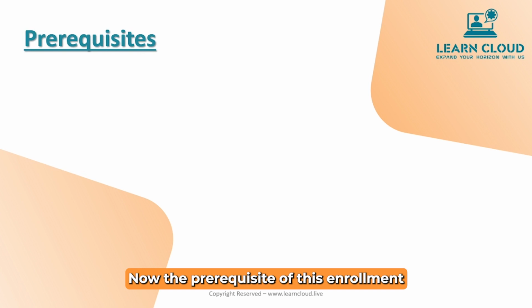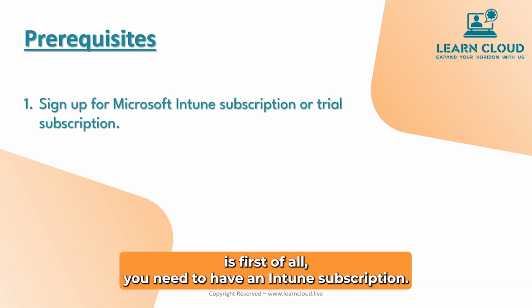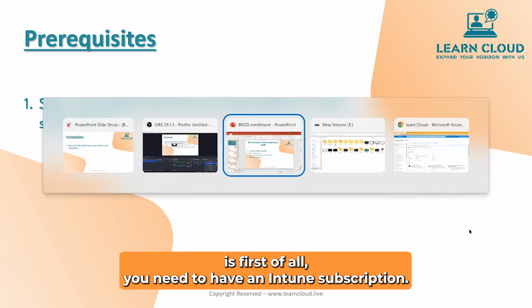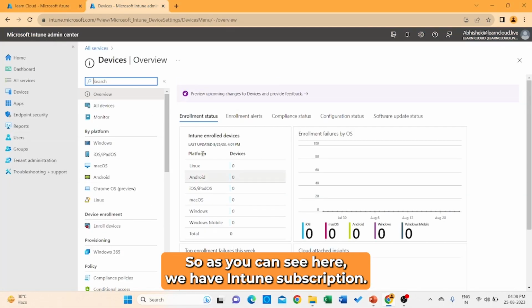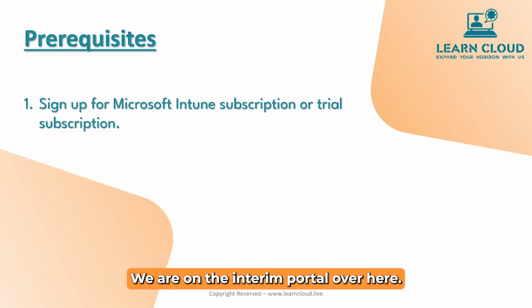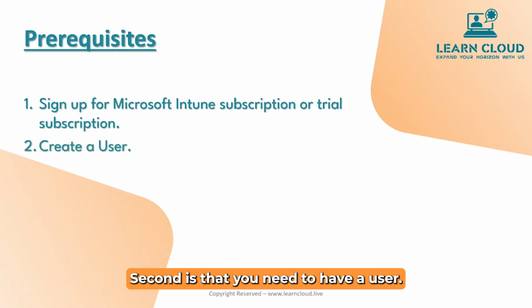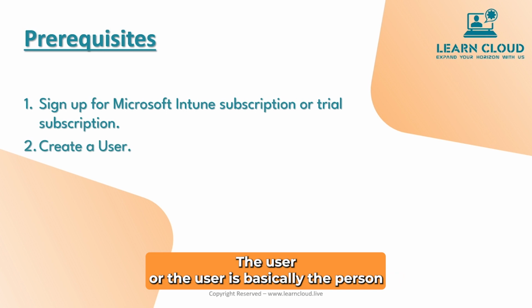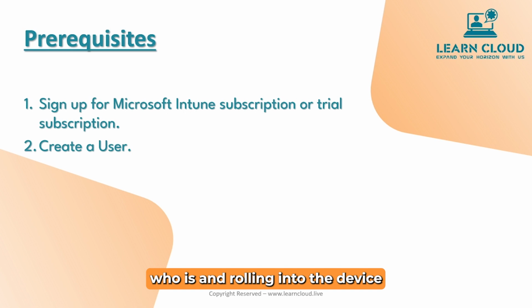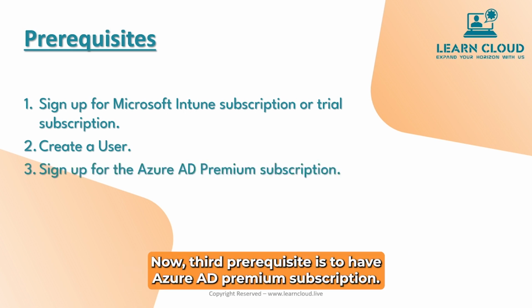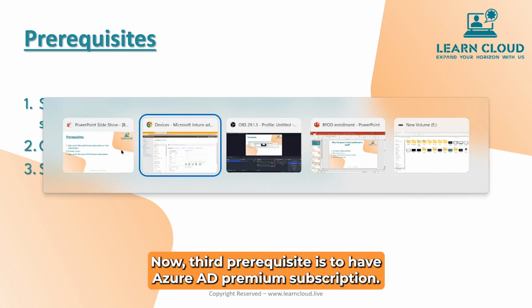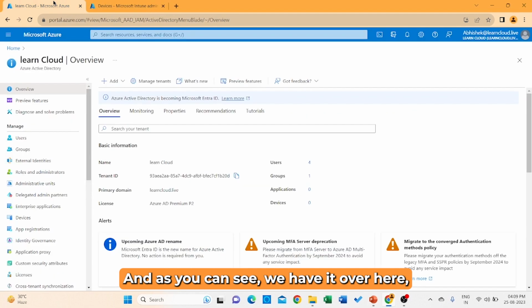Now, the prerequisite of this enrollment is, first of all, you need to have an Intune subscription. So as you can see here, we have an Intune subscription. We are on the Intune portal over here. Second, you need to have a user. The user is basically the person who is enrolling the device, because having a primary user is mandatory here. Third prerequisite is to have an Azure AD Premium subscription, and as you can see, we have it over here.